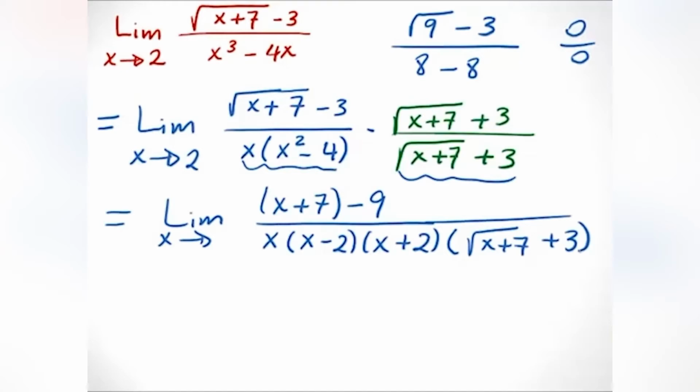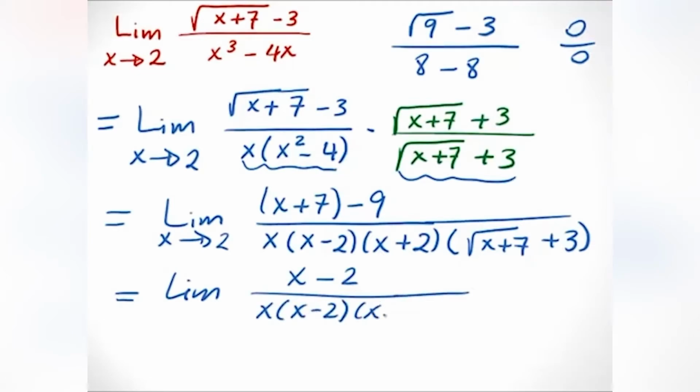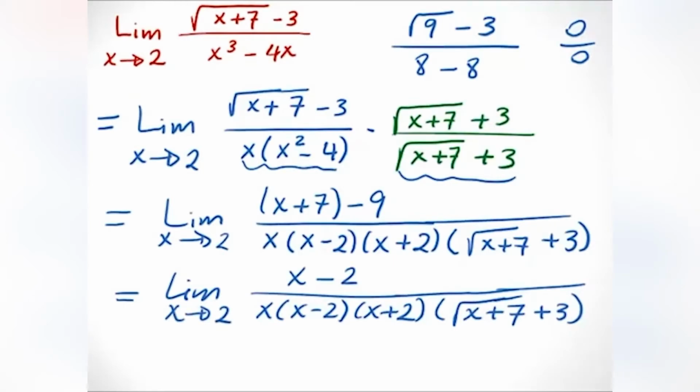As you can see here, the numerator simplifies to x minus 2, divided by x times x minus 2 times x plus 2, times square root of x plus 7 plus 3. And see here, x minus 2 cancels out with x minus 2.